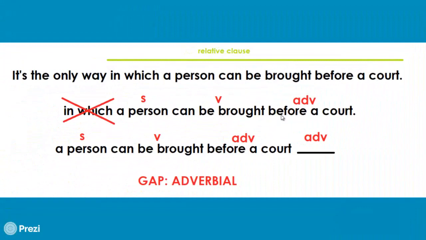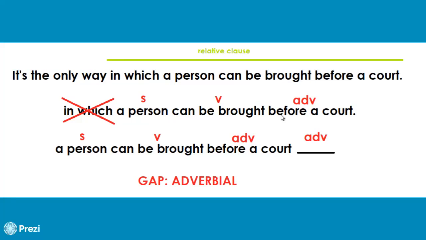In the following example, we can see an adverbial gap. In this case, our head noun is the noun way. There are some head nouns which are exclusively nouns, but they convey a sense of adverbial. In this case, our head noun is the noun way, which has been post-modified by a relative clause. In this case, we are beginning our relative clause with a relativizer, in which.